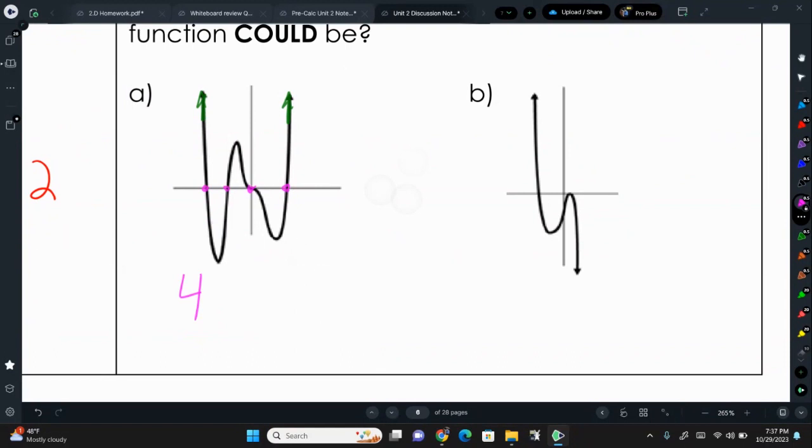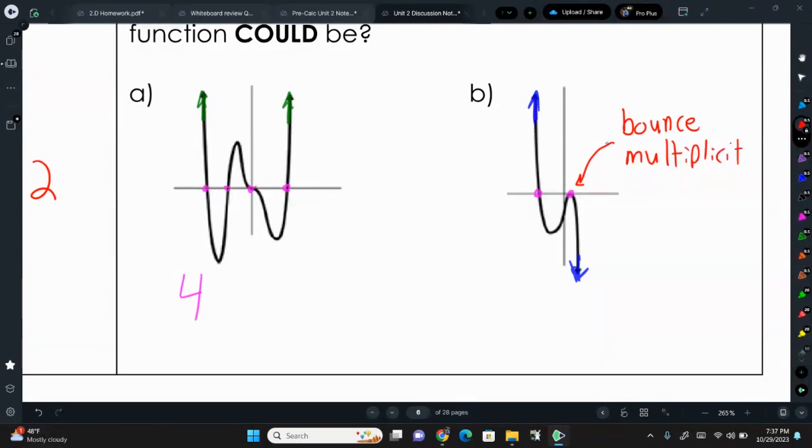Letter B, you may say, okay, we have 1, 2 zeros. The least possible degree has to be 2, but the ends go in opposite directions. One end goes up, the other end goes down. So what that tells us is that the degree has to be odd, and since we have a bounce right here, that means the multiplicity must be even. So the smallest possible degree this could be would be 3.